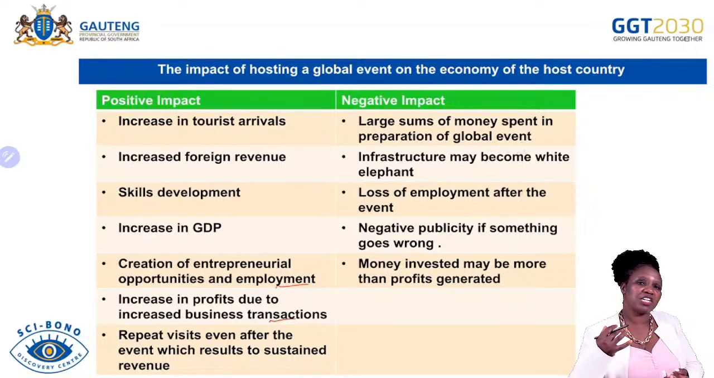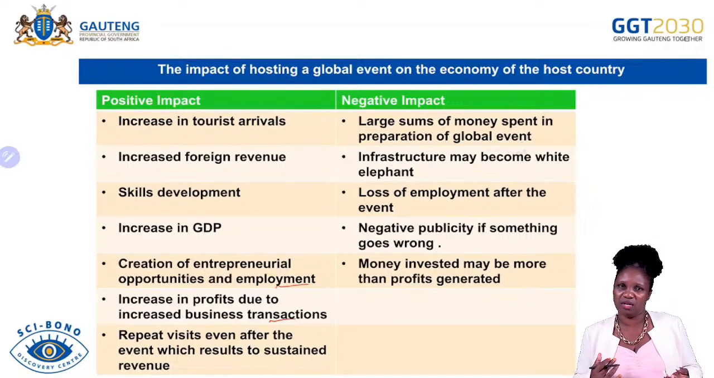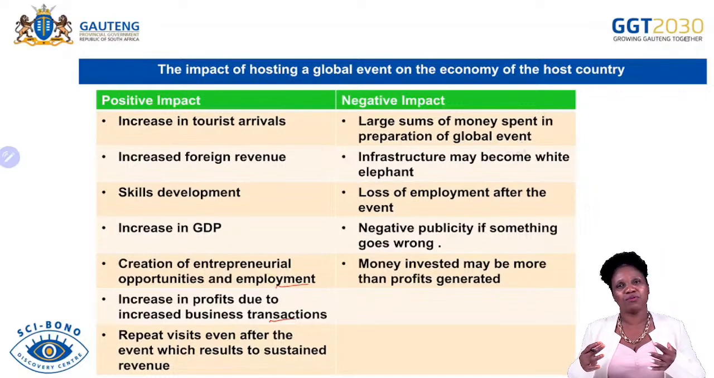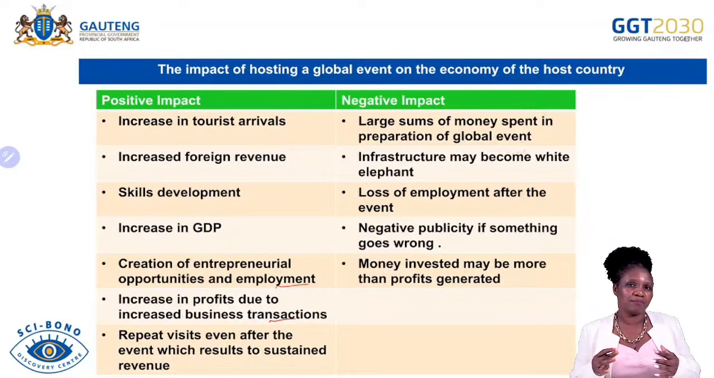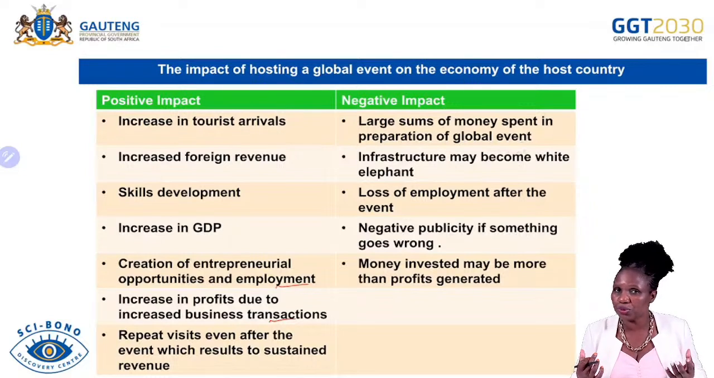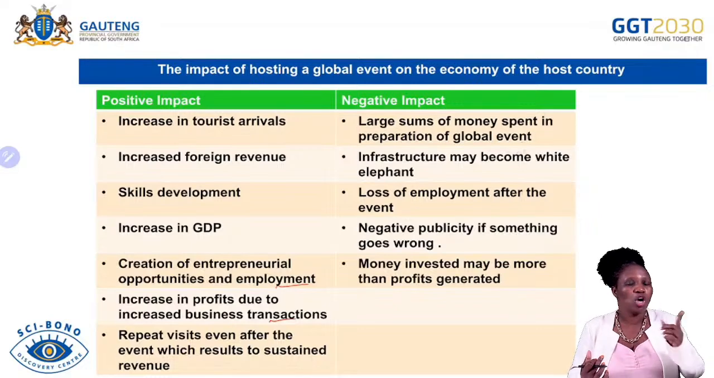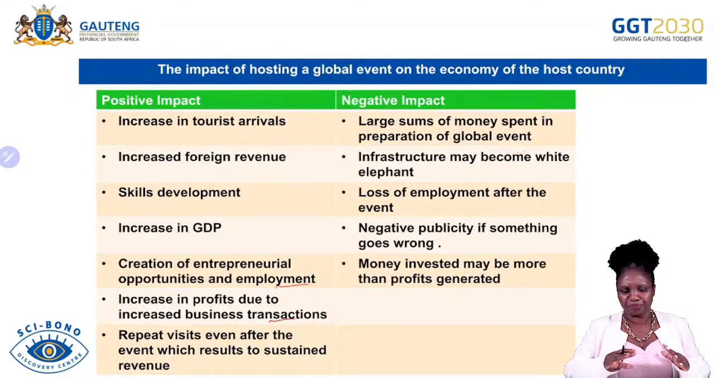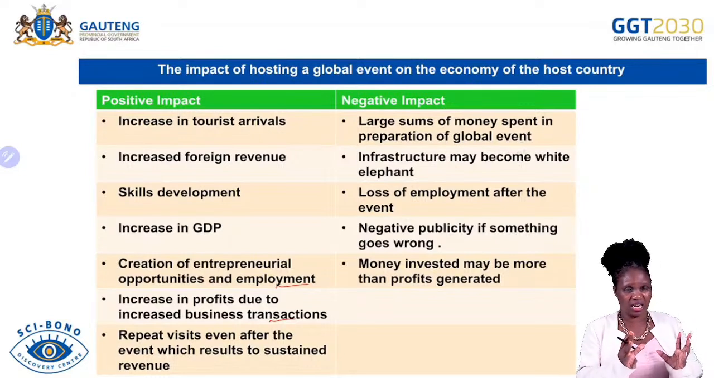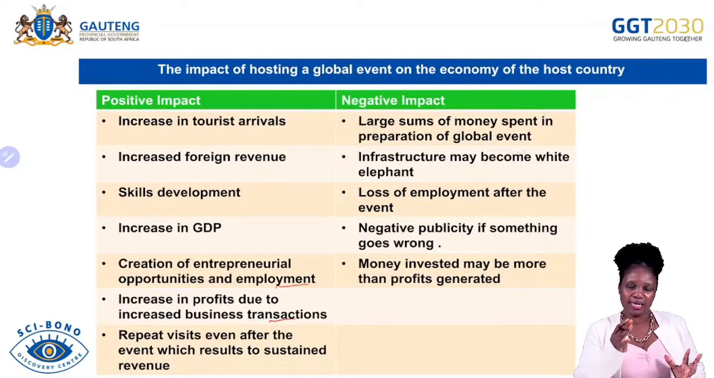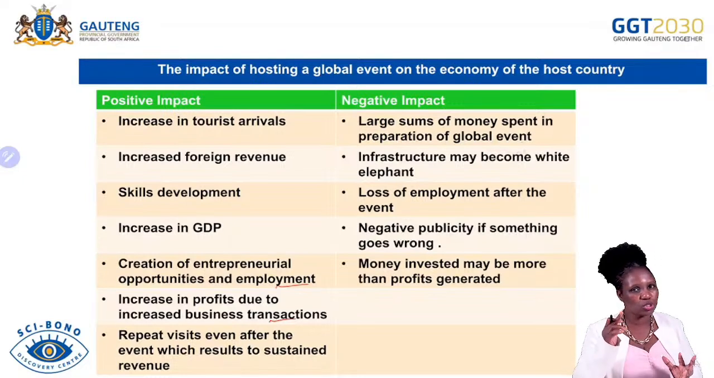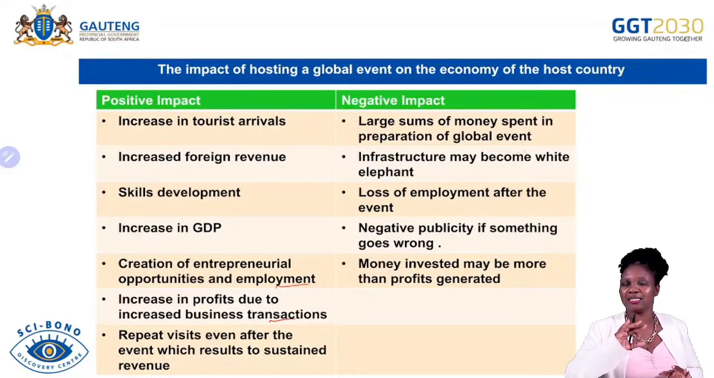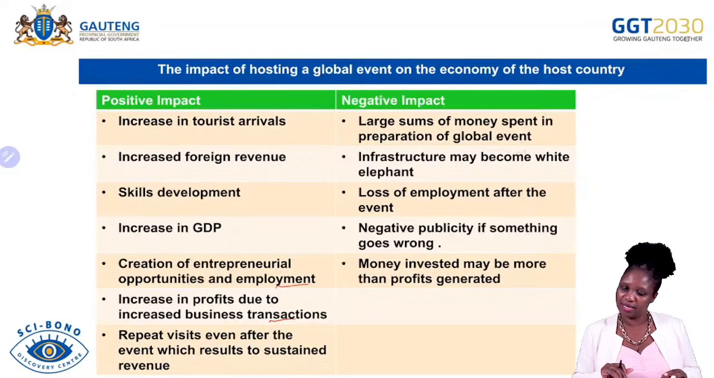When we say infrastructure will become white elephants, what do we mean, grade 12s? Let's take, for example, stadiums. After the global event, some stadiums won't be used and they will lie idle. We call them white elephants. If we use infrastructure now for the global event, and after the global event, if we don't use it, it lies idle, then we call it a white elephant.